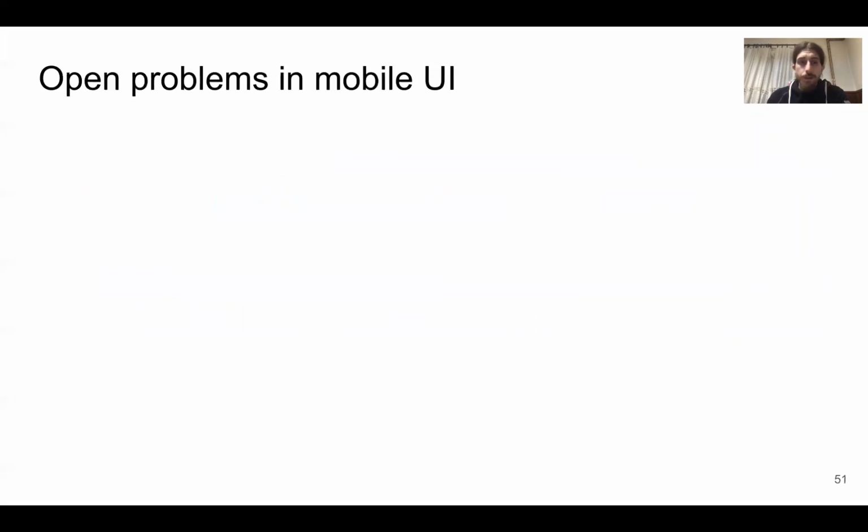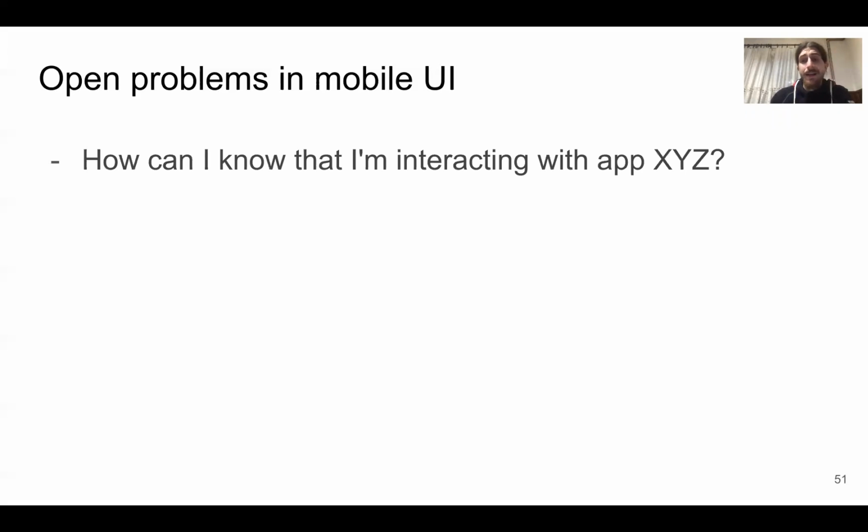I want to conclude with a couple of open problems in mobile UIs and user interfaces from the security standpoint. Conceptually, what's the problem with these attacks, with phishing and clickjacking? Well, one problem is to answer the following question: how can I know that I'm interacting with a specific app? I see something, it looks like Facebook. How can I know if it's Facebook? It's not possible, so it is very tricky to get this right.